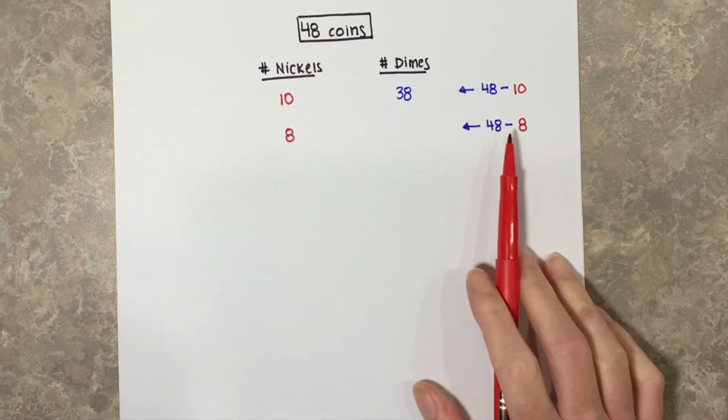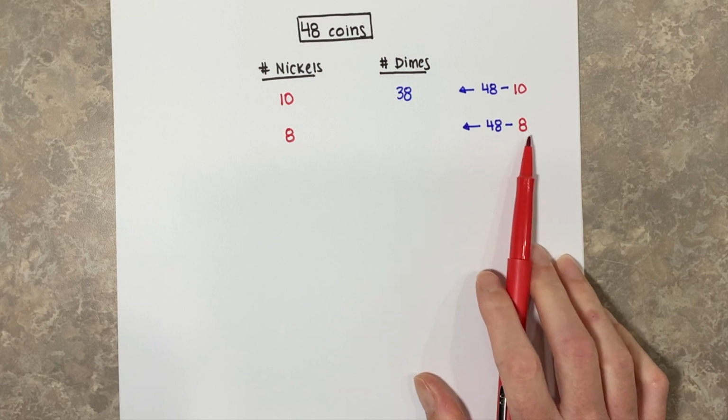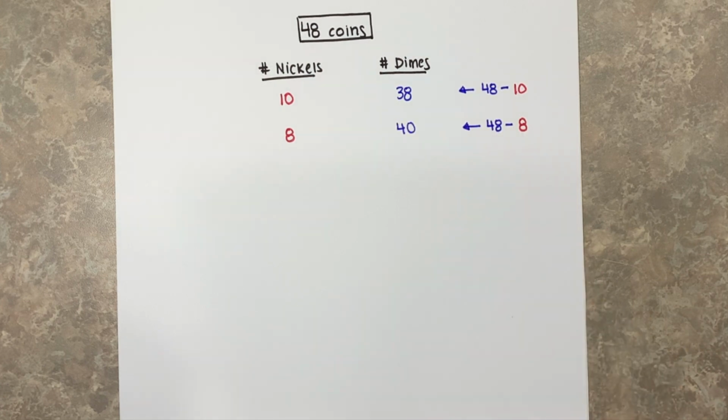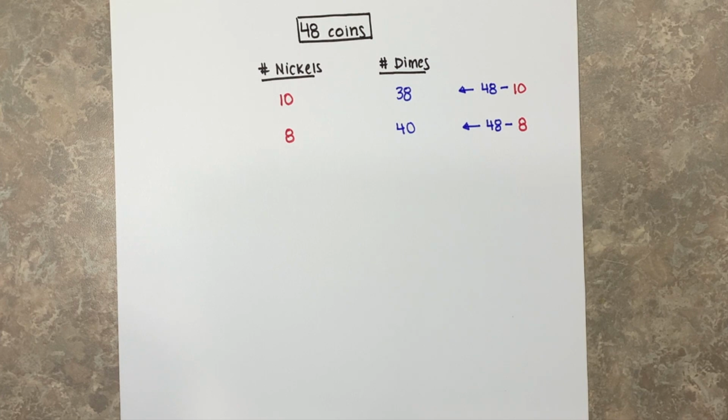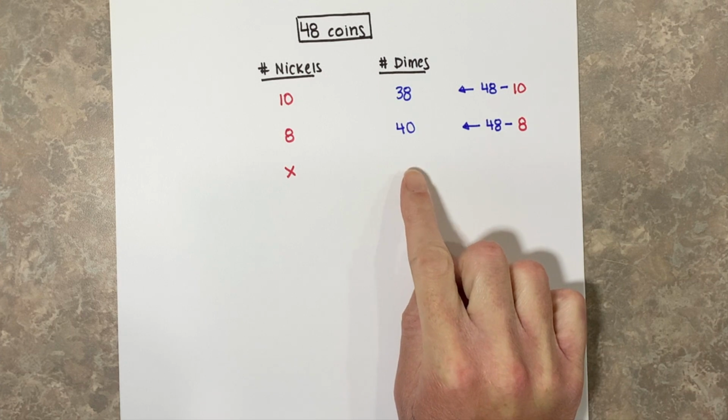Again, if we take the total number of coins and subtract away the nickels, that will give us how many dimes are left over. 40 in this case. Okay, now I just made these up. We don't actually know how many nickels or dimes we have, but let's suppose we have x nickels. If we have 48 coins and x of those coins are nickels, how many of those coins are dimes?